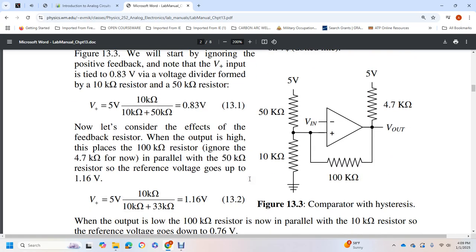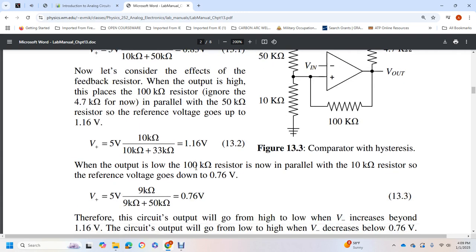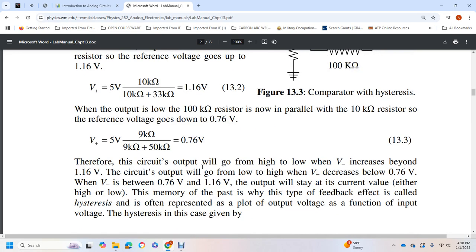Now let's consider the effect of the feedback resistor. When the output is high, a 100 kilohm resistor is placed in parallel with the 50 kilohm resistor, and the reference voltage goes up to 1.116 volts. When the output is low, the 100 kilohm resistor is in parallel with the 10 kilohm resistor, so the reference voltage goes down to 0.76 volts. Therefore, the circuit output will go from high to low when the negative input voltage increases beyond 1.16 volts, and from low to high when the voltage decreases below 0.76 volts. When the voltage is between 0.76 and 1.16 volts, the output stays at its current value, either high or low.